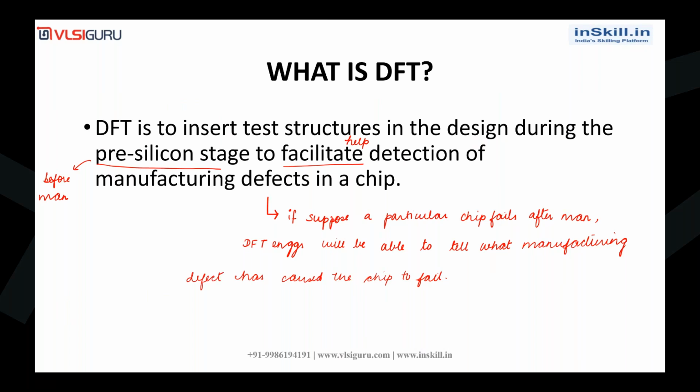So the DFT team will be adding our own test structures into the design, like scan insertion, MBIST insertion, boundary scan insertion, during the pre-silicon stage, to help in the detection of manufacturing defects in the chip. If a particular chip fails after manufacturing, DFT engineers will be able to tell what manufacturing defect has caused the chip to fail.